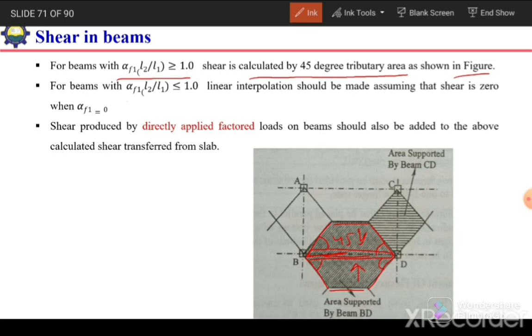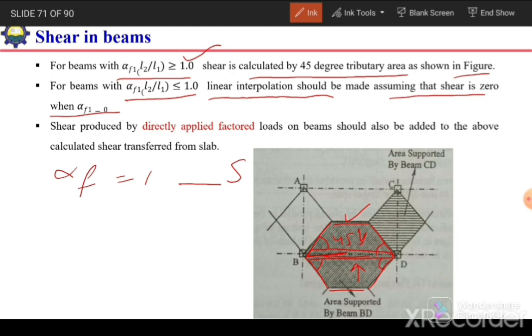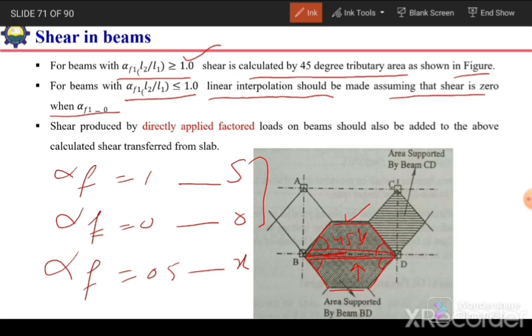And this load will act as a shear force or shear load. But if the stiffness of the beam is less than 1, in that case, we cannot use this concept of 45 degree tributary area. So in that case, we need to linearly interpolate the values between this value at 1, and assuming that the shear force is 0 when the flexural stiffness ratio of the beam is 0. So we will have a condition like that. For example, if alpha F is equal to 1 or greater than 1, in that case, we will have the value of shear. Similarly, if alpha F is equal to 0, we will have a value equal to 0. So we need to calculate for any value in between 0 and 1. For example, if alpha F is 0.5, then we need to interpolate the values between these two cases.